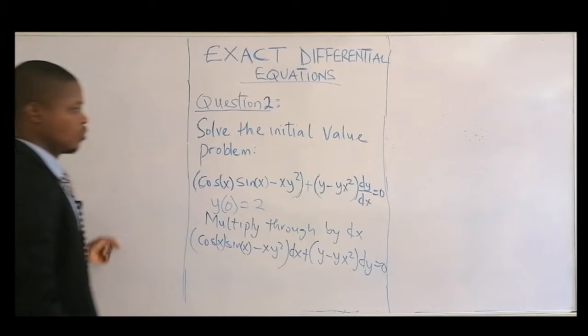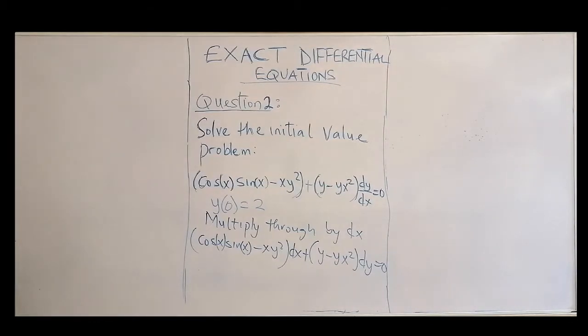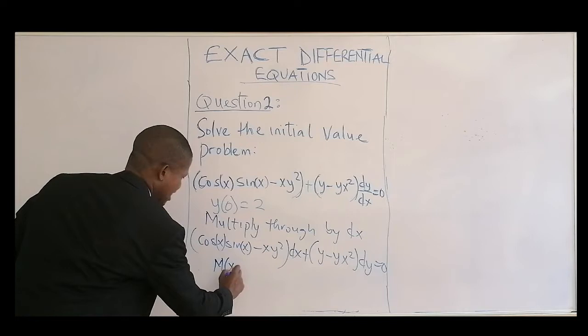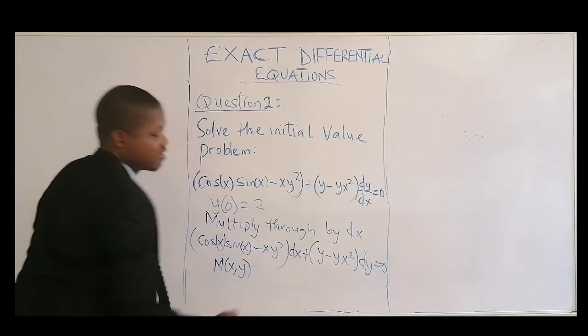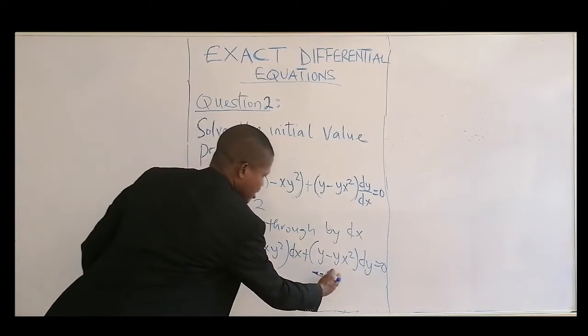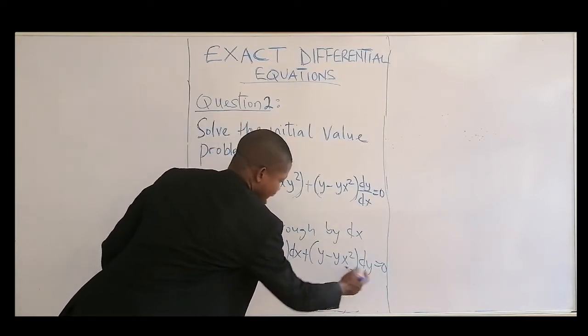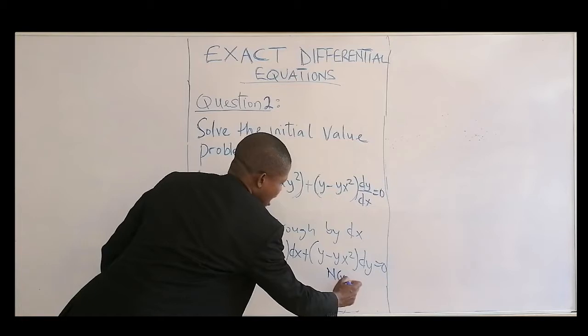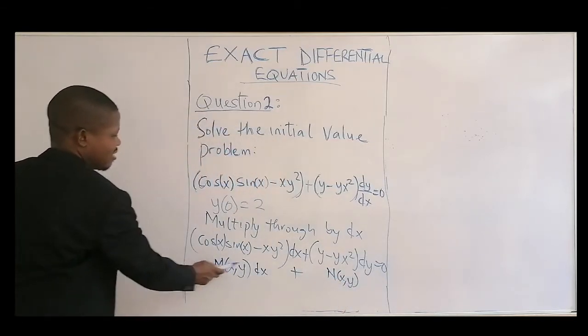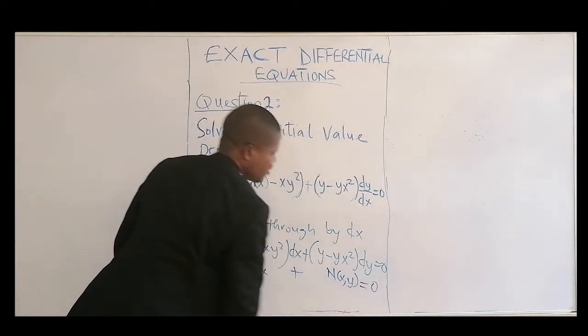Then after this, what we can do now is look at it very well. Does it conform to the standard form? It does. This is M. How did I know? Because of the x. This one also, because of the y, I know that this is N, as a function of two variables. And the standard form is that this plus this equals 0.